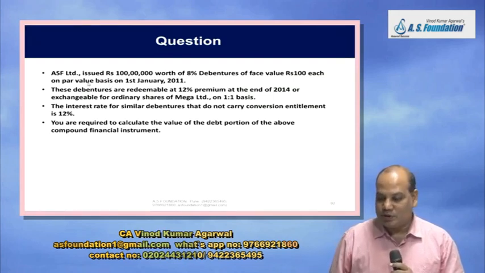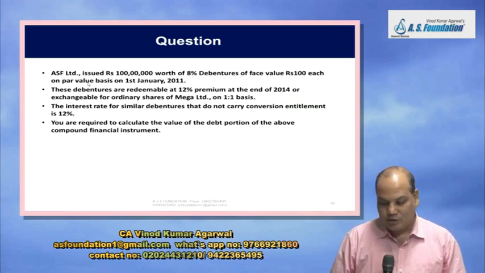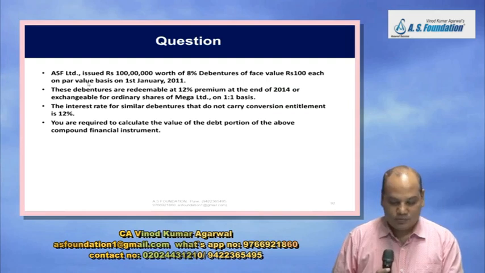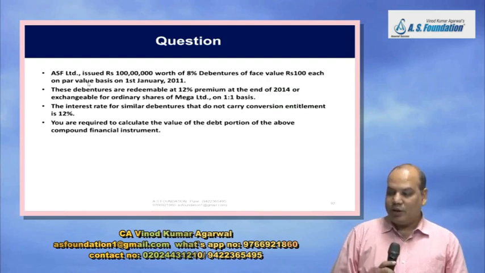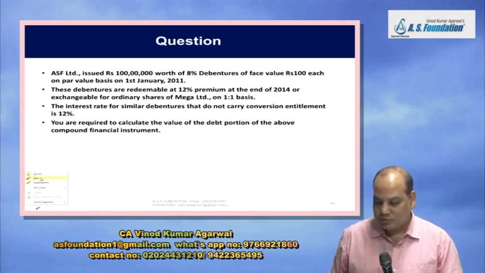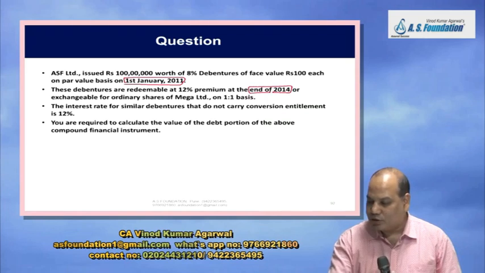ASF Limited issued rupees 1 crore worth of 8% debentures of face value rupees 100 each on par value basis on 1st January 2011. These debentures are redeemable at 12% premium at the end of 2014. So after how many years? 3 years or 4? 1st January 2011 and end of 2014. What is the number of years?